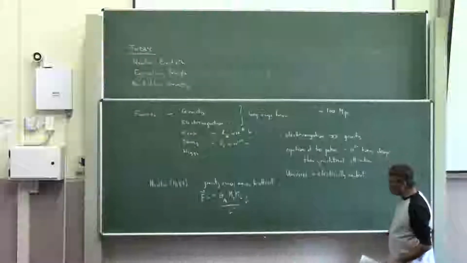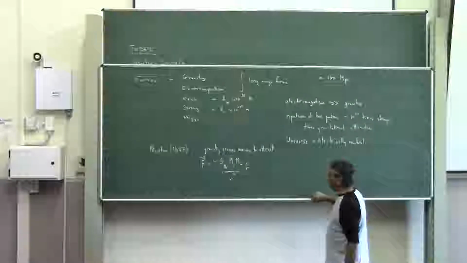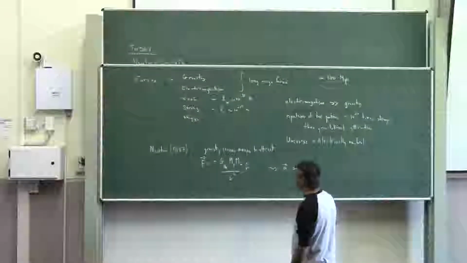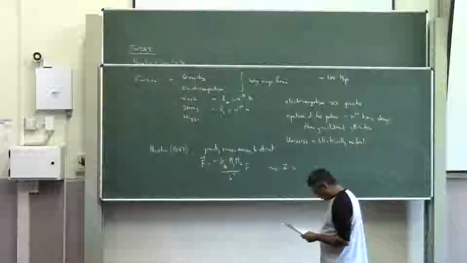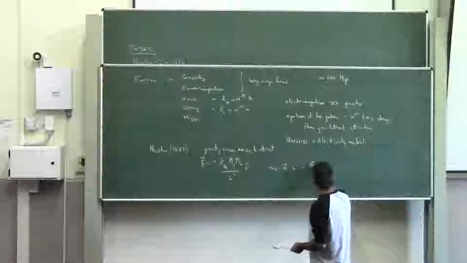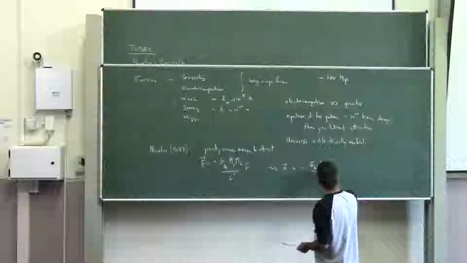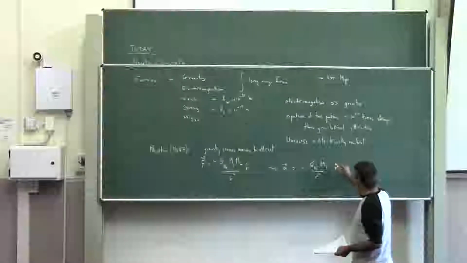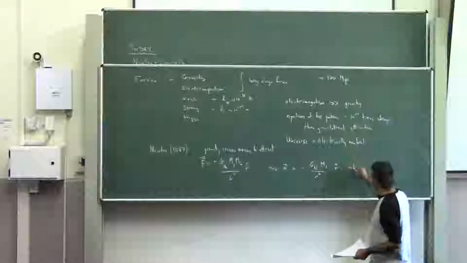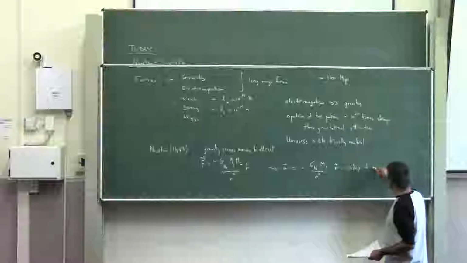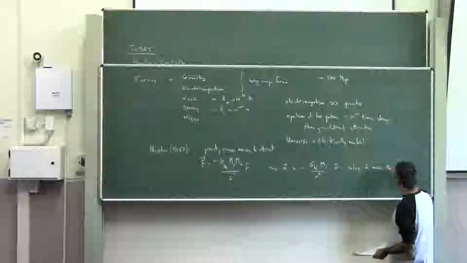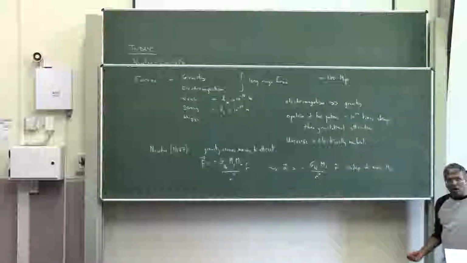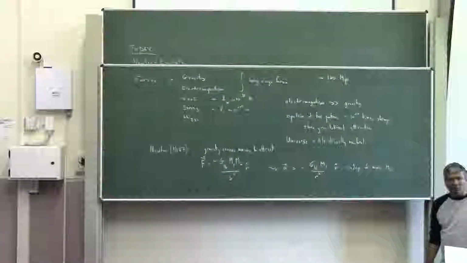So one observation to immediately make is that the acceleration is independent of the mass. So the acceleration is minus G Newton m1 over r squared, and this is independent of our mass m2. So this explains why heavy objects and lighter objects experience the same acceleration of gravity when you drop them.